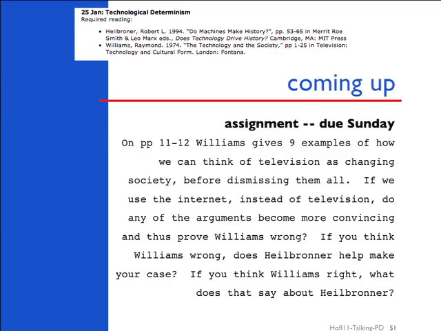Now, he uses the argument of television. So I'm asking you to read both those articles, where Williams gives nine examples of how we can think of television changing society. Say, well, what would happen if you put the internet there? Because he says those arguments don't hold up. However you try to argue that technology changes society and history, he says, no, those arguments don't hold up. So I want you to look at those arguments, read Williams' article, and ask yourself, has anything changed because we have the internet rather than television? And therefore, is Williams wrong? Is Heilbroner right in saying machines do change history?